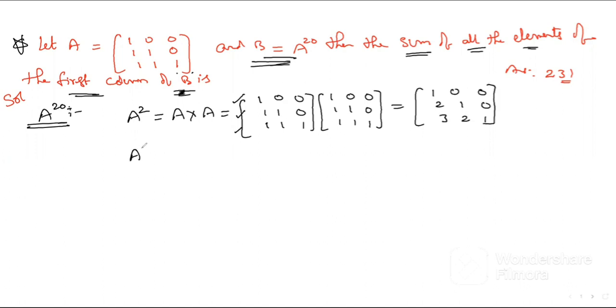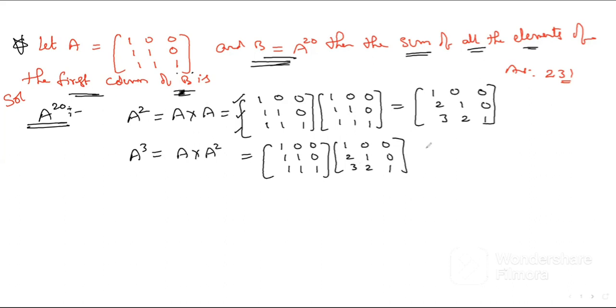Okay, similarly, we have to find A cube. A cube is equal to A into A square. Here the A value from the statement is given, into the A square value we have got: 1 0 0, 2 1 0, 3 2 1. After multiplication, we get 1 0 0, 3 1 0, 6 3 1.